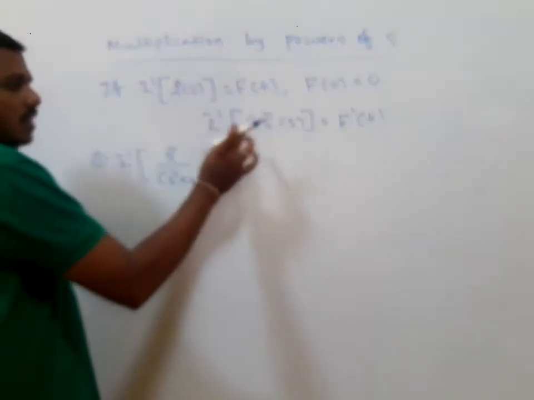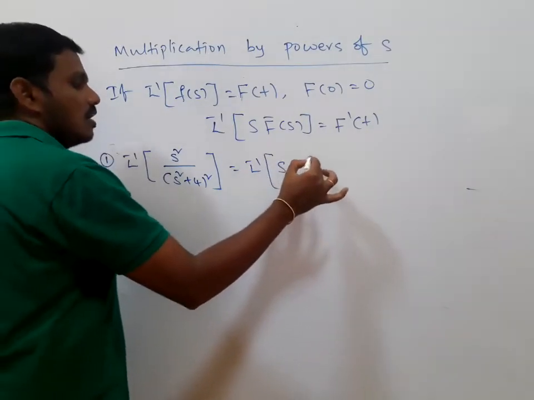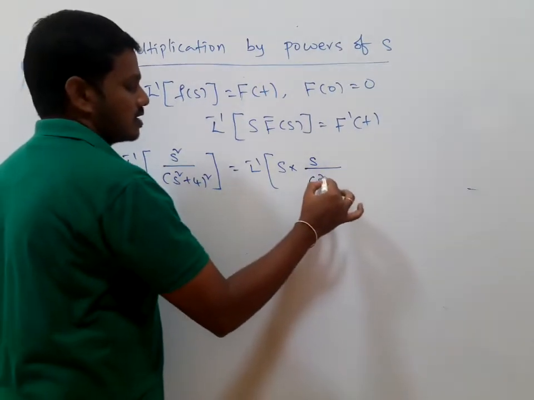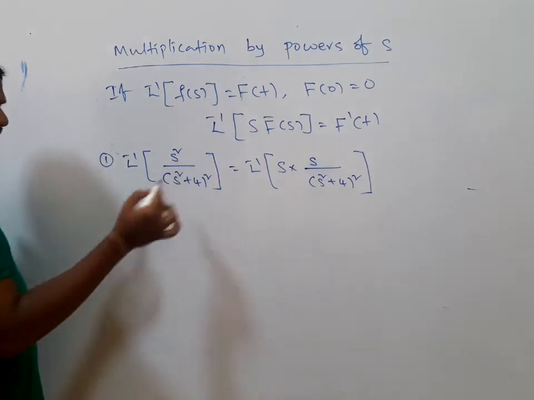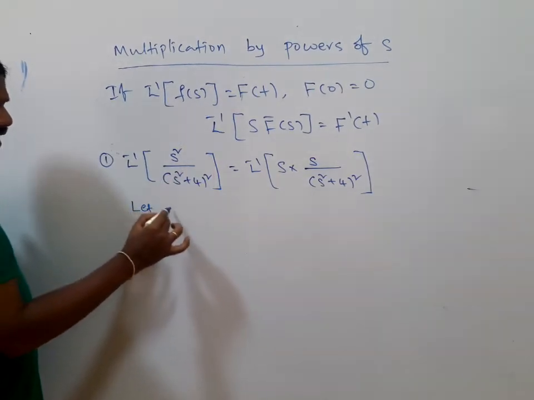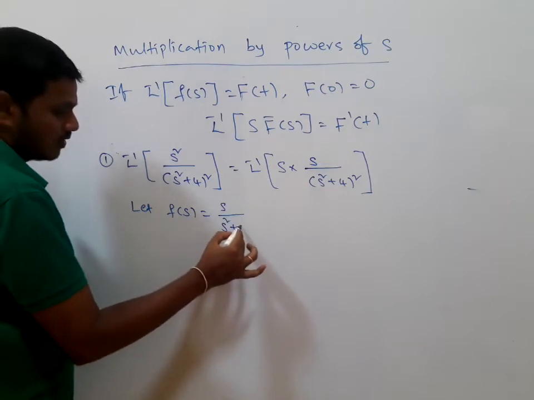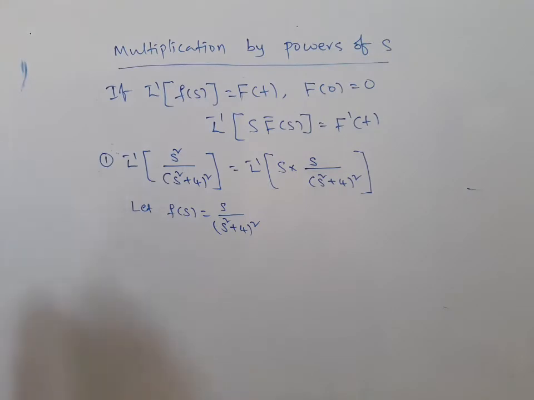To apply this, this may be written as s into s divided by (s square plus 4) whole square, so you will get the clarity here. Let F of s is equal to s divided by (s square plus 4) whole square. Now I am going to find the inverse Laplace transform of this.